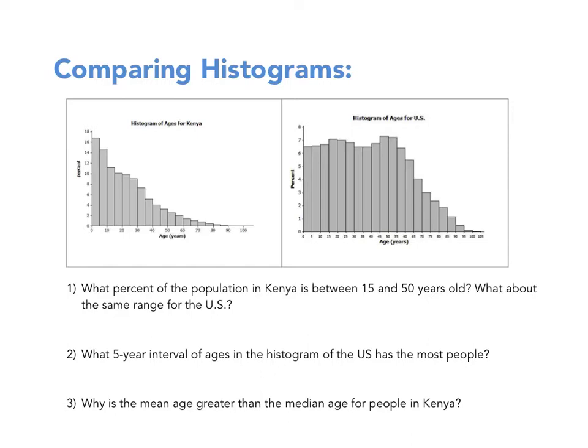So let's look at our first question. What percent of the population in Kenya is between 15 and 50 years old? To answer that question, I have to find 15 and 50 years old on my histogram, and I have age on the bottom. 15 would be right in between 10 and 20, right here, and then 50 is right here. So I need to look at everything in between, and I'm just going to add them all up. Sometimes it's a little difficult to read these histograms because they can look like they go to many different numbers depending on how accurate you are, so we're just going to estimate.